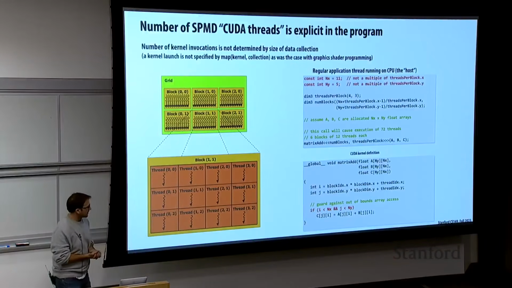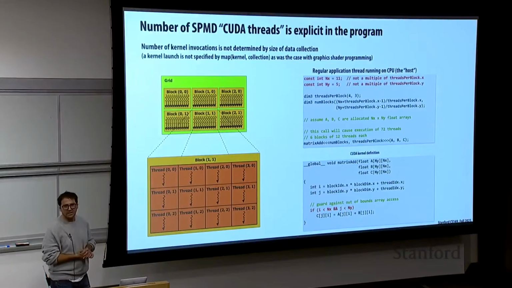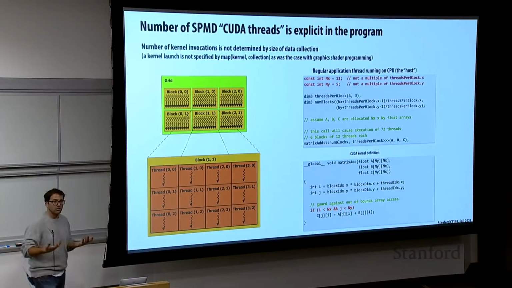So that if statement there, what would happen if I didn't have that if statement? I would basically read and write to memory that was off the end of my array. So who knows? My program would crash.